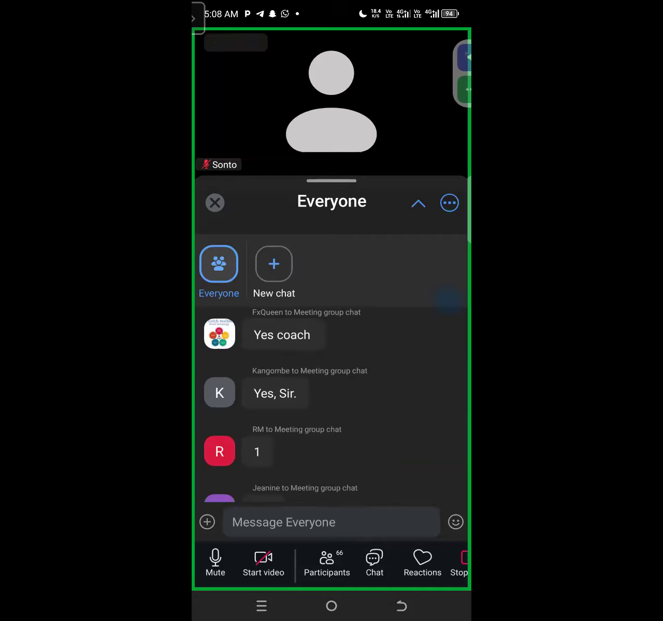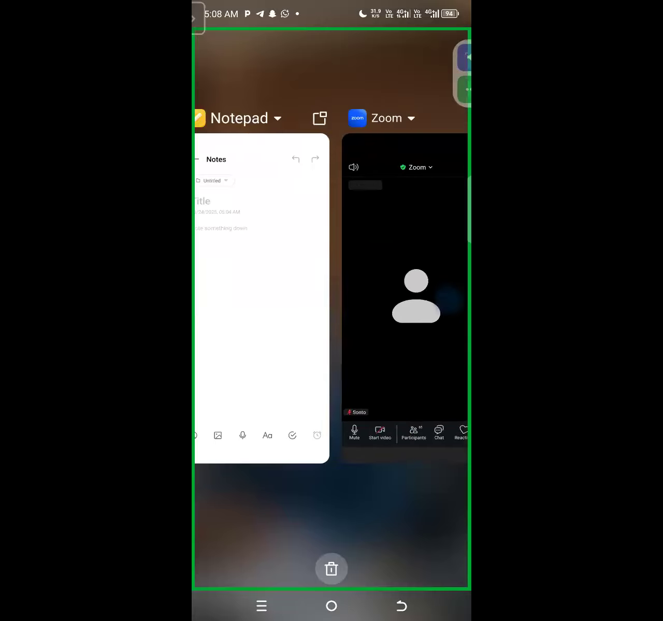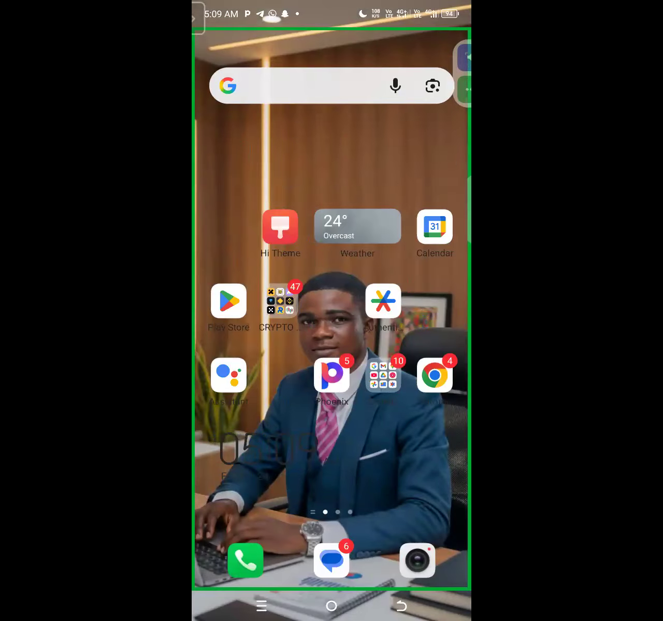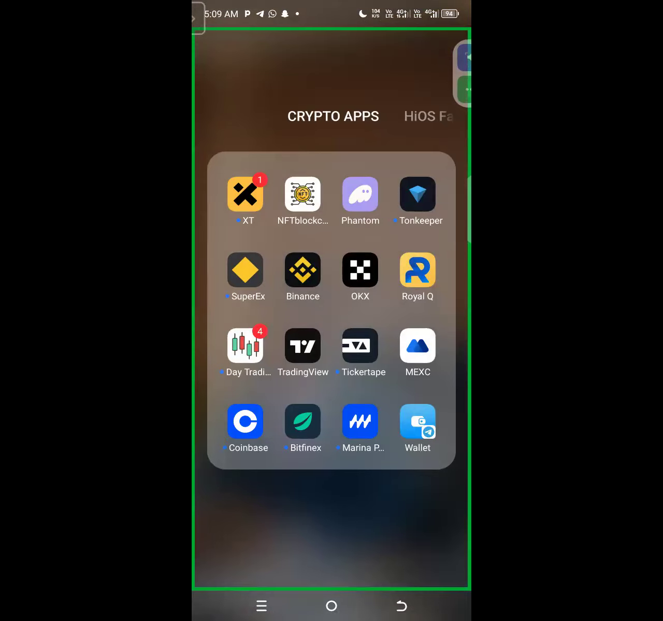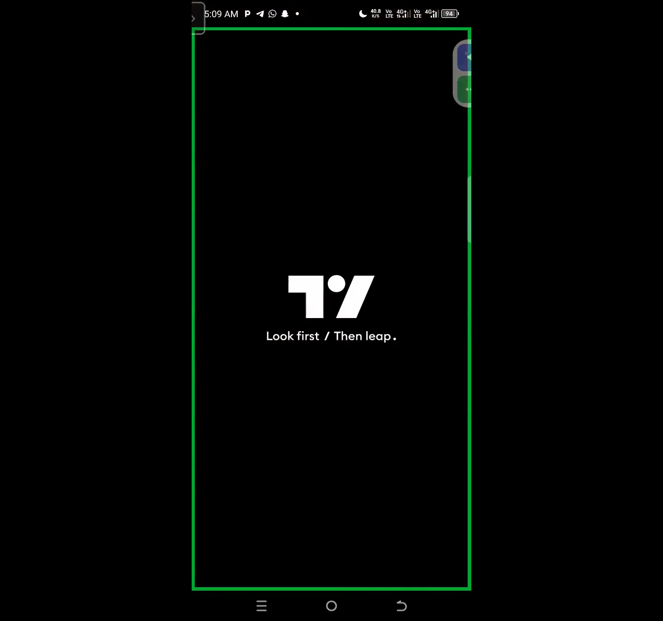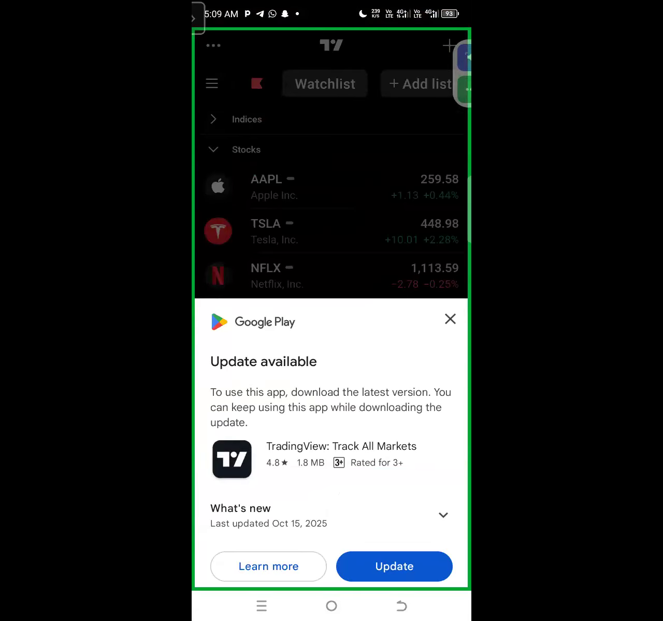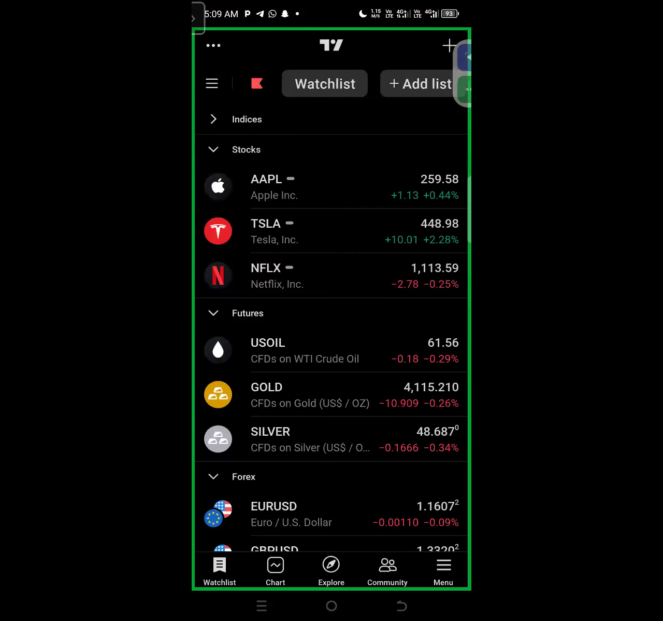So now, if you want to understand support and resistance with regards to multi time frames and the various time frames for us to use, this is what we are going to do. So first, let me see. Let's go to the TradingView app. Let me update it.